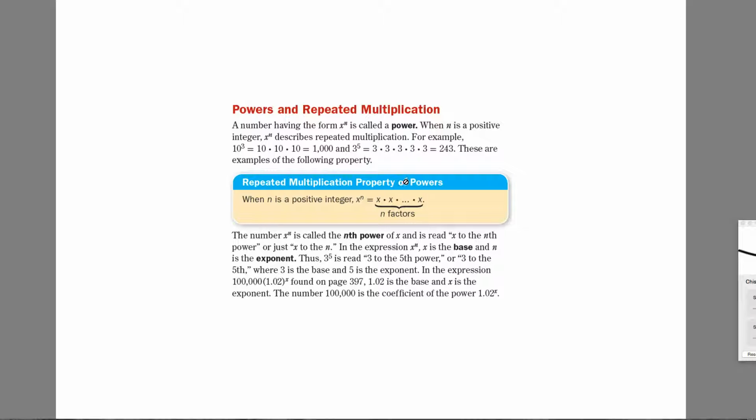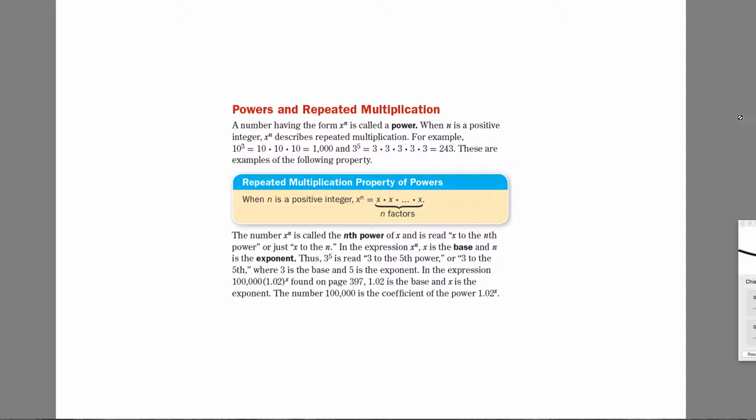What else do we have? Okay. X to the nth power, or x to the n. We could read this a lot of different ways. The number, in this case 10 or 3, is the base of the power. The exponent is the 3 in 10 to the third, or the 5 in 3 to the fifth, the power that it's being raised to. So that's our exponents and power.